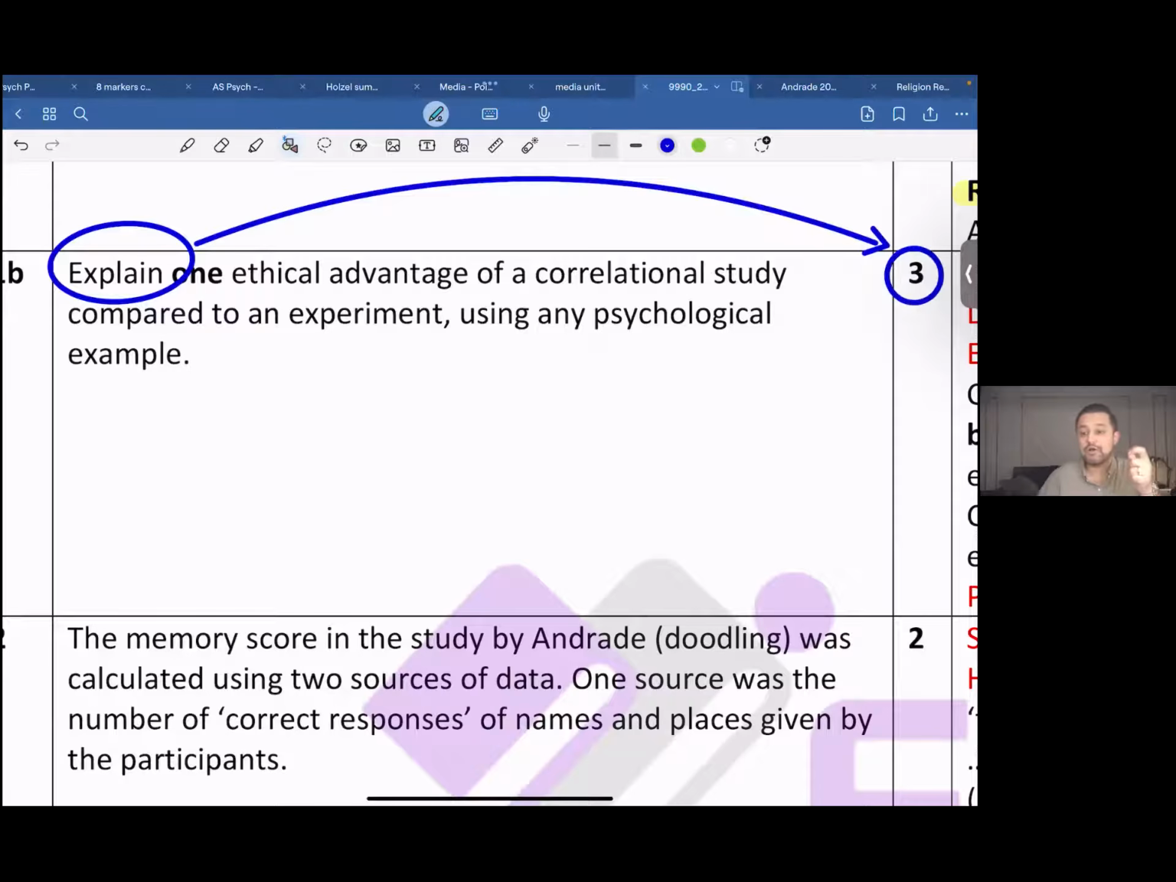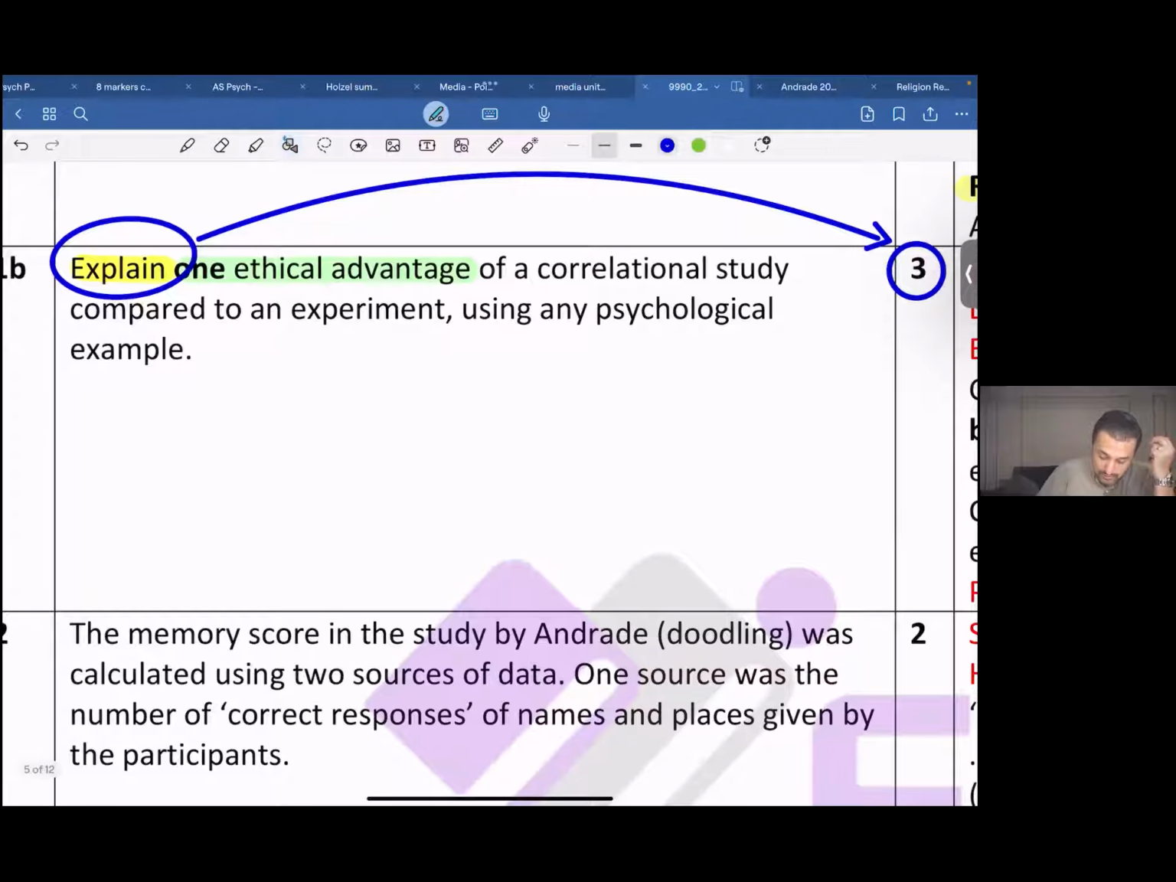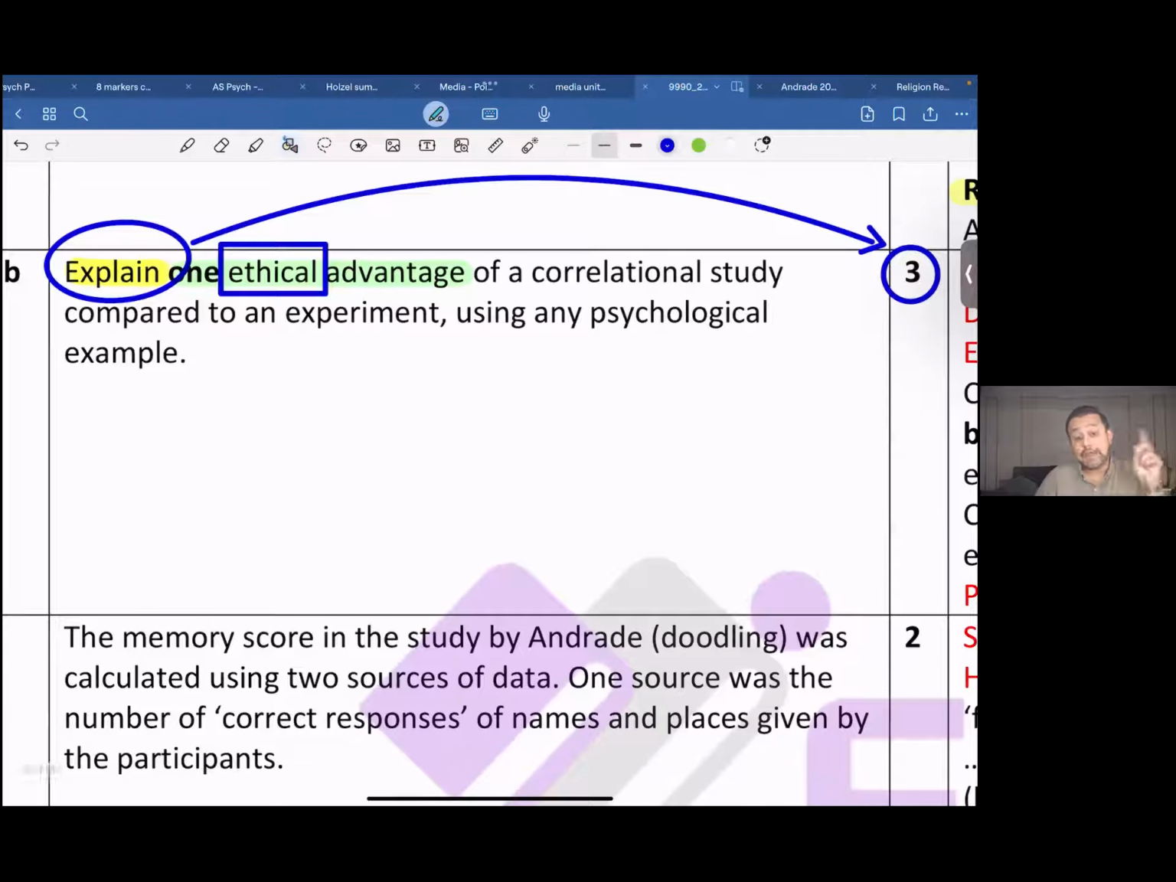So if it is a 3-mark question, we need to keep in mind, we need to figure out, and all of this is possible through practice. It wouldn't take long. Attempting a few questions or going through a couple of marking schemes from the previous papers, trust me, you'd understand this better. And of course, there's nothing better than practicing. So yeah, explain. They're asking you to explain what? One ethical advantage. Now, do not miss on this word ethical over here. Explain one ethical advantage of a correlational study compared to an experiment using any psychological example.